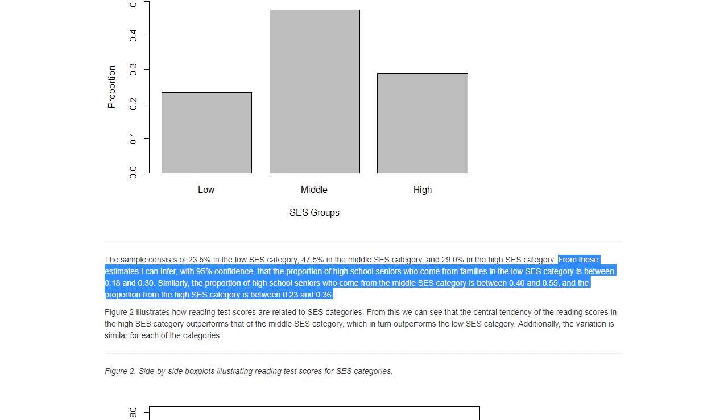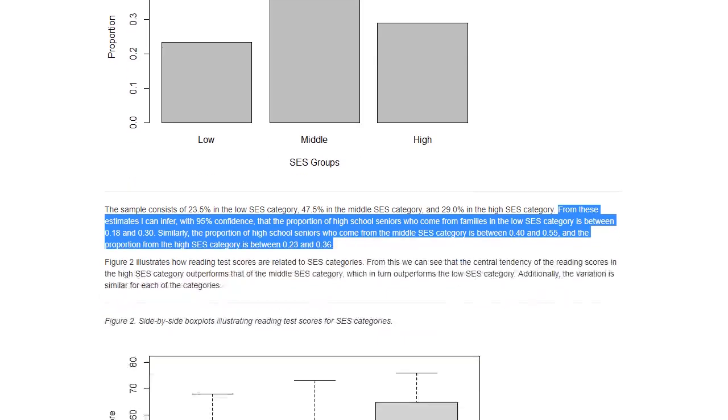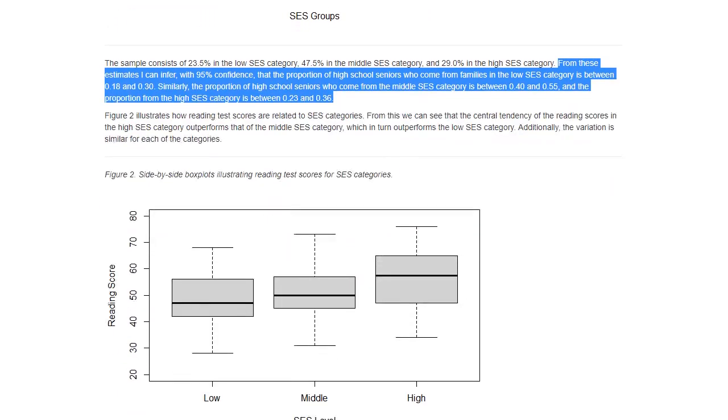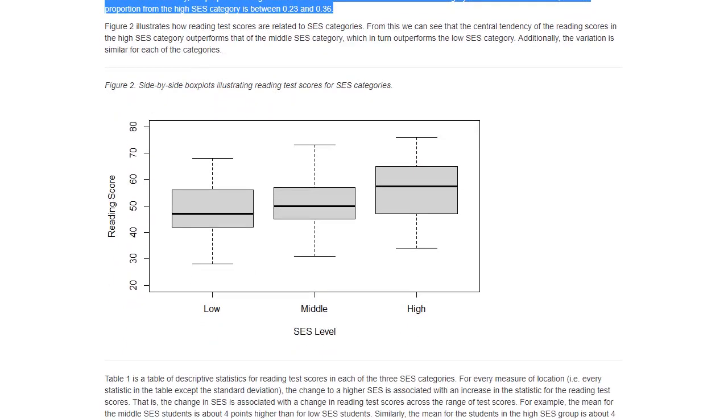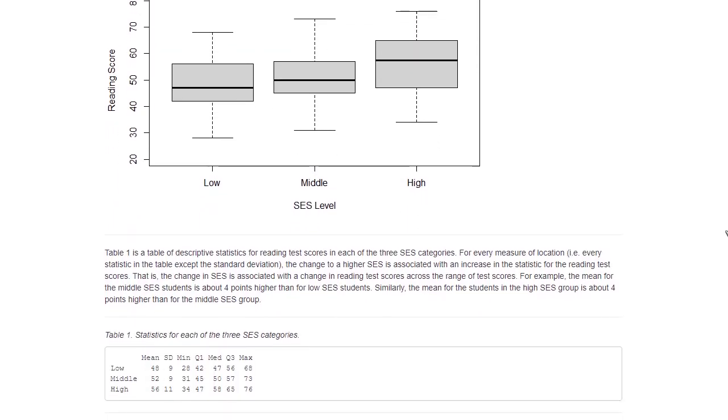The point estimate is more precise, but the range estimate for low SES from 0.18 to 0.30 allows us to attach a level of confidence to our estimate. The next part of the analysis looks at a comparison of reading averages for the three SES groups.